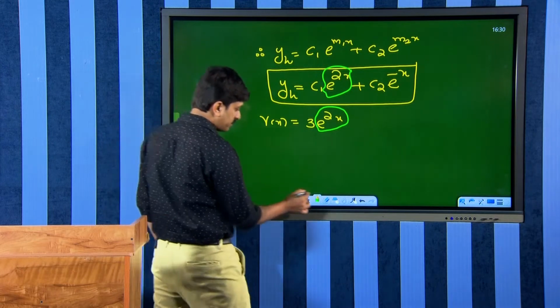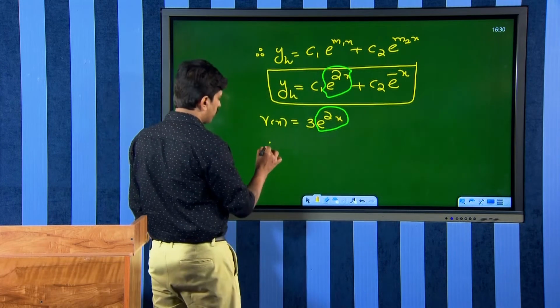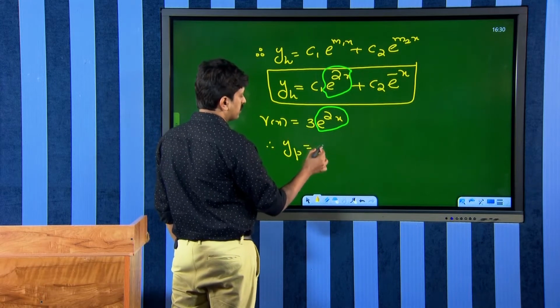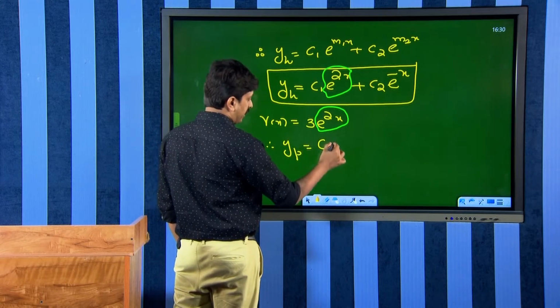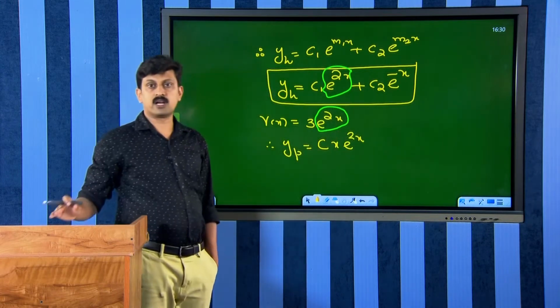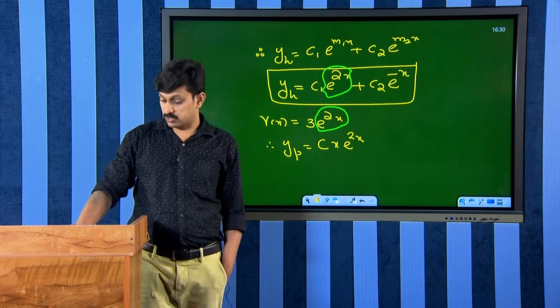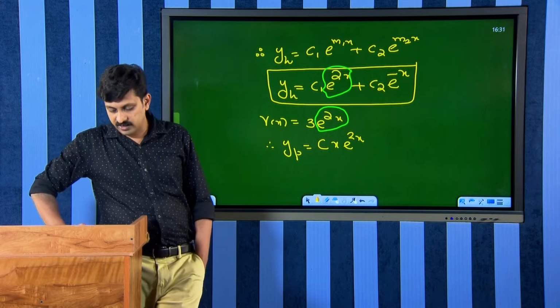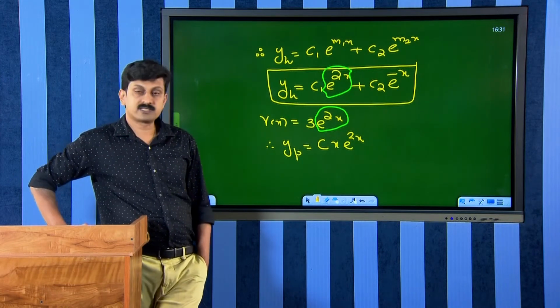So, therefore, yp is equal to c x e raised to 2x. Now, no problem, because the roots of the characteristic equation are simple roots. Fine. Okay. So, we can find the yp dash.